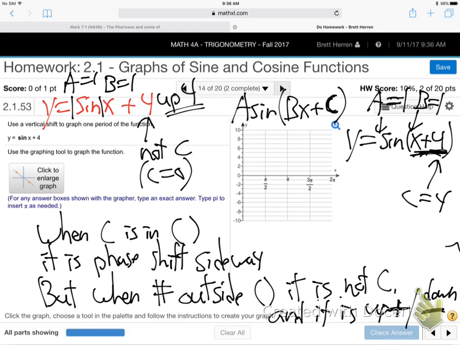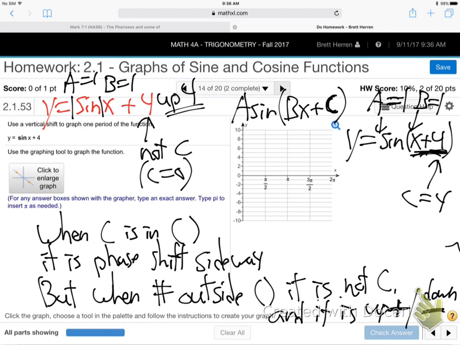So numbers added or subtracted outside the parentheses are moving the whole graph up or down. Not stretching it. That's a little different. I'm not saying it goes higher and lower. No. That means the midline is no longer going to be the x-axis. The whole thing is going to move up 4. That's the difference. When we have numbers added outside parentheses like that, it's going to move the whole graph up for positive, down for negative.